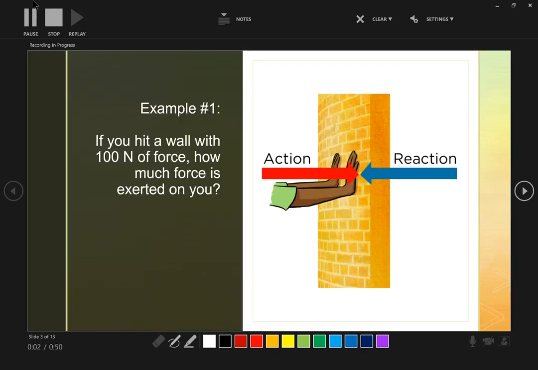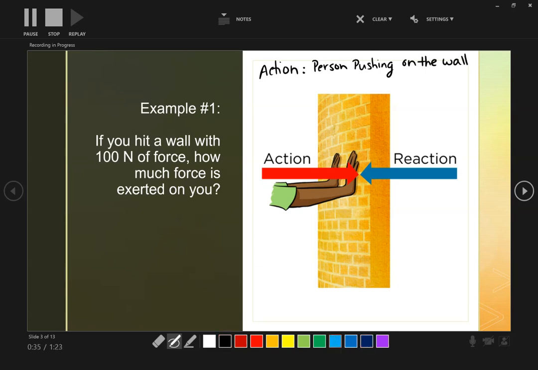Example 1, if you hit a wall with 100 newtons of force, how much force is exerted on you? So again, if we're going to go through and explain this, we have some key terms. First of all, the action force. So what is the action that's occurring here? We have a person pushing on the wall.